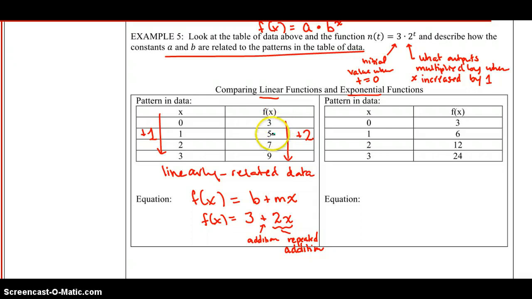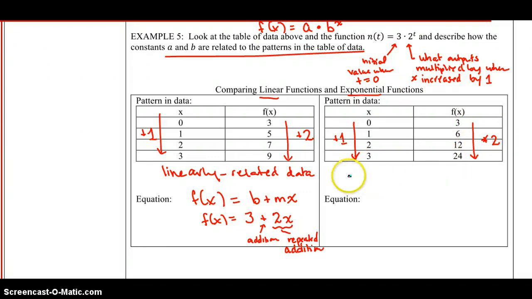Now I want to add 2 and add 2 and add another 2. So to get from 3 to 9, I really want to add on 3 2's. And we can do that with multiplication. Instead of add 2, add 2, add 2, we can add 2 times 3. But now this new pattern, as we keep increasing x by 1, instead of adding or subtracting like we did with linear functions, over here we are multiplying by 2 each time.